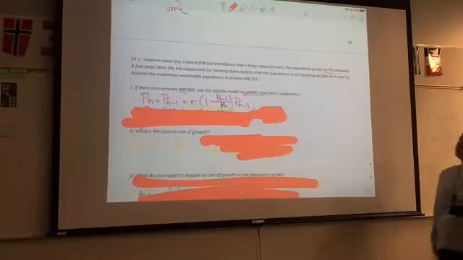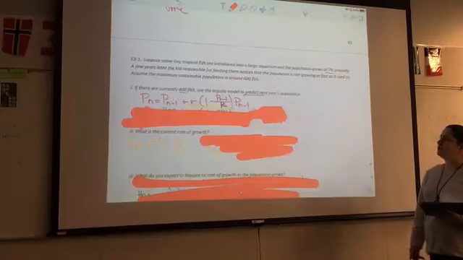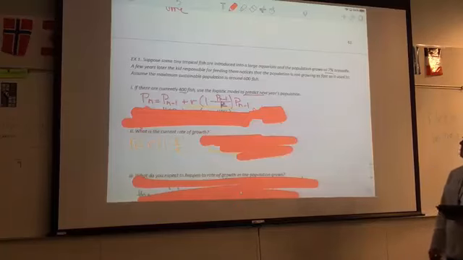Here we go. Suppose some tiny tropical fish are introduced into a large aquarium and the population grows at 7% annually. A few years later, the kid responsible for feeding them notices that the population is not growing as fast as it used to. Assume the maximum sustainable population is around 600 fish.